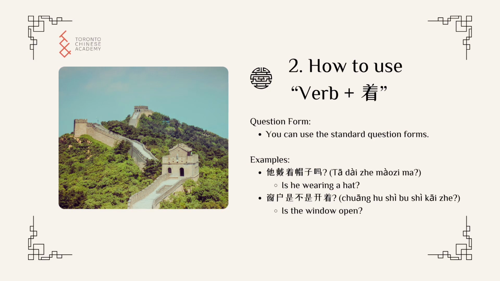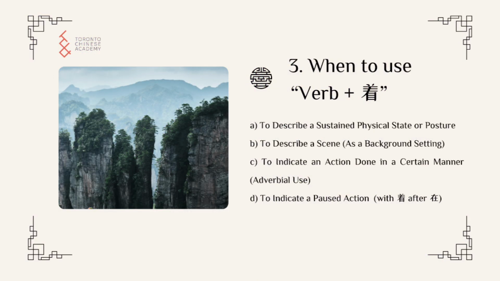Another form that you can use with this construction is the question form. To form it, you can use the standard question forms used in Mandarin. As an example, you could say 他戴着帽子吗? Is he wearing a hat? You could also say 窗户是不是开着? Is the window open? We will now introduce the 4 contexts for when it is correct to use this construction.